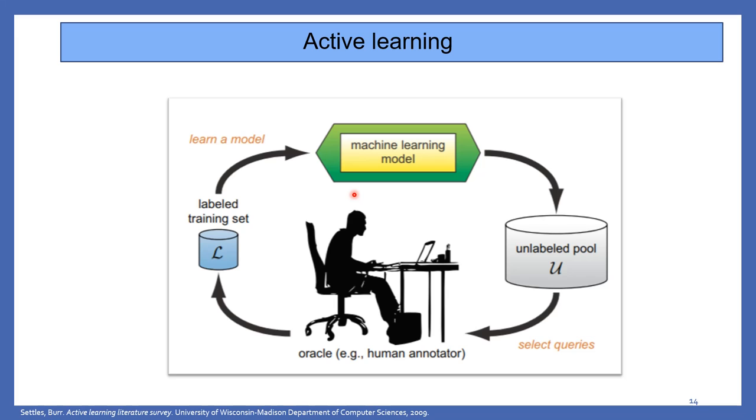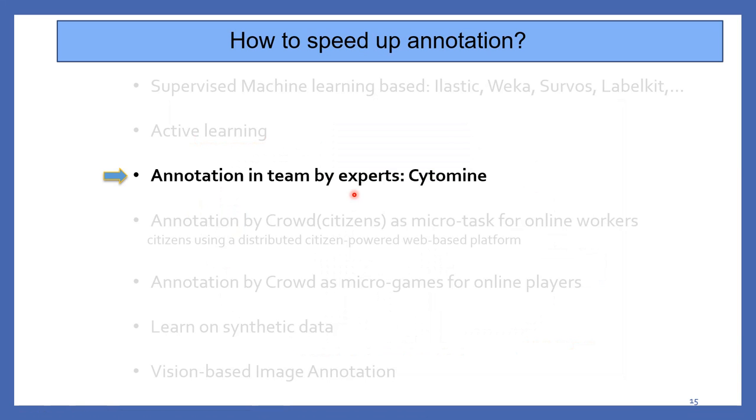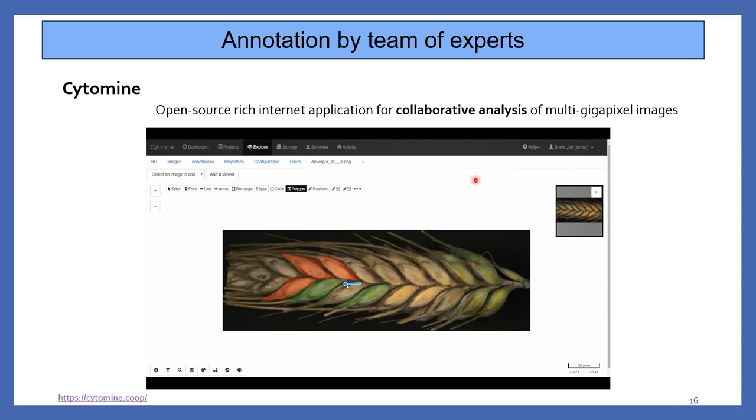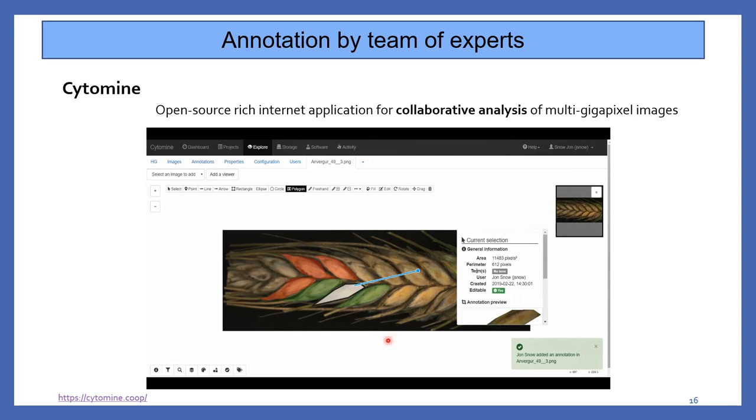The other strategy could be accelerating the process of annotation by a team of experts. For example, CytoMine is a collaborative tool for annotation and analysis of multi-gigapixel images. In this video, you can see that we use this application for annotating healthy and unhealthy wheat grain.